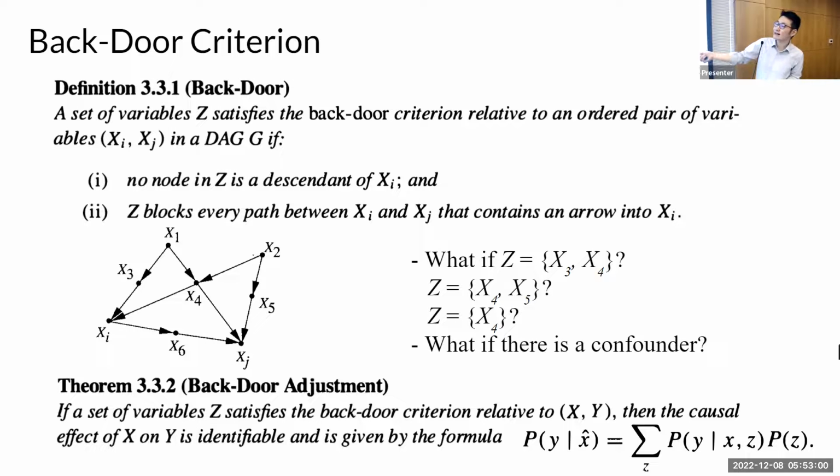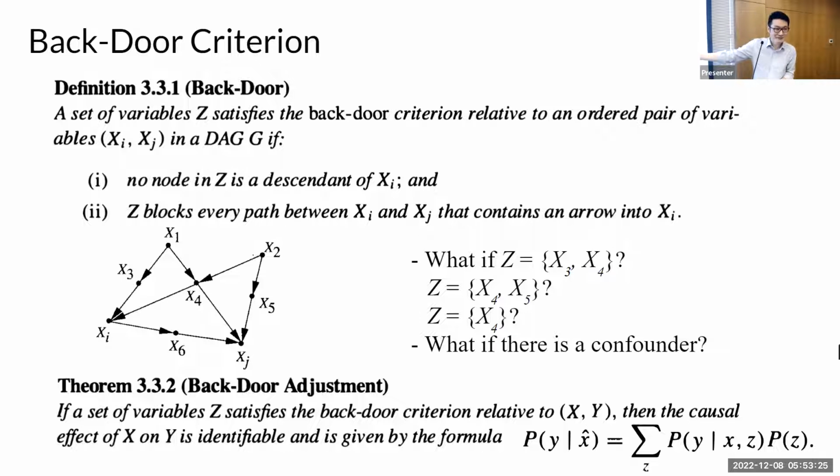What if Z is the set of variables X4 and X5? The same thing will happen. All those 4 paths will be blocked. And what if Z is just X4? Do you think this one blocks all those paths? No? Which one is open? Which one is not blocked?